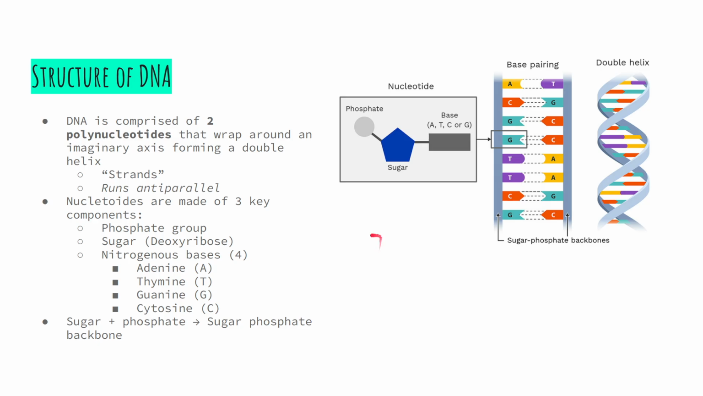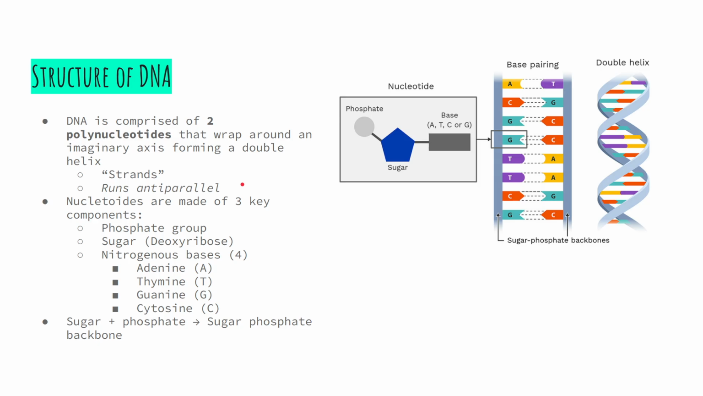Okay, and so when it's not twisted, we can have it looking like this in the middle, and it kind of looks like a ladder, with the bases being the rungs, and the sugar phosphate backbone being the outside of the ladder rail. So we call the sides of the DNA the strands, and it runs anti-parallel. This anti-parallel will be important later on, but for now just know that it does run anti-parallel.